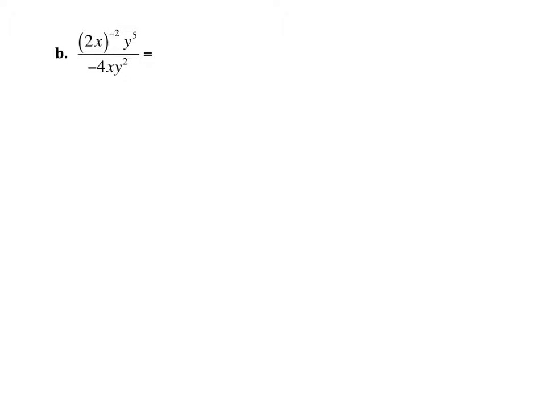Alright, so we've got a problem here where we've got a lot of different things going on. We're going to start by distributing this negative 2 to both parts. So I'm going to have 2 to the negative 2 power times x to the negative 2 power times y to the 5th. And that's going to be all over negative 4xy squared.